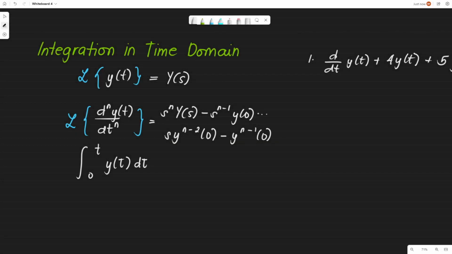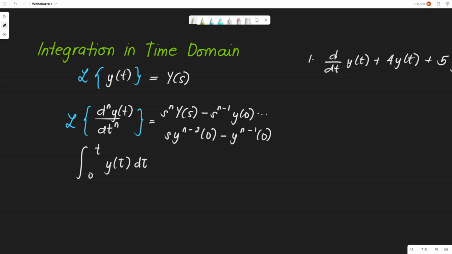Okay, so let's continue the discussion, no? So, this time we will now be solving integrodifferential equations. So, I will be introducing to you the concept of integration in time domain ng Laplace transform. We all know that y of t, pag kinuha natin yung Laplace transform, that's equivalent to y of s. Okay, and yung general form ng derivatives natin is this one. Tama? Ito yung general form ng Laplace transform ng derivatives natin.